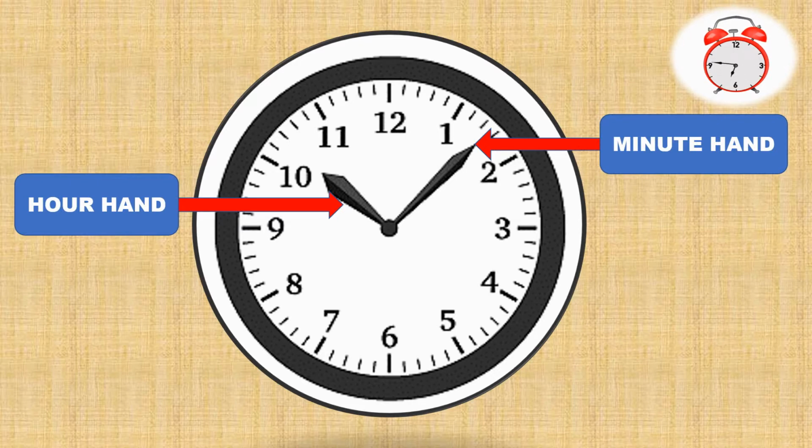And the clock has two hands. One hand is short and the other hand is long. The short hand is called the hour hand. It shows the hours. The long hand is also called the minute hand. It shows the minutes.